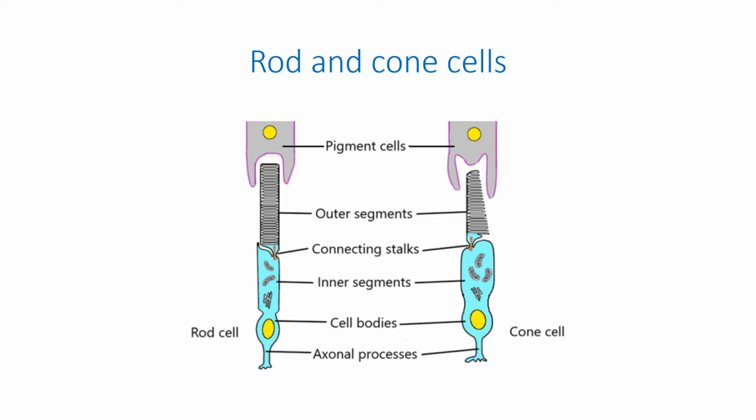Rod cells are responsible for scotopic vision, that is, twilight monochromatic vision under dim light conditions, and cone cells for photopic vision, that is, detailed color vision under daylight conditions. Rods are more sensitive than cones and can generate a response from even a single photon.